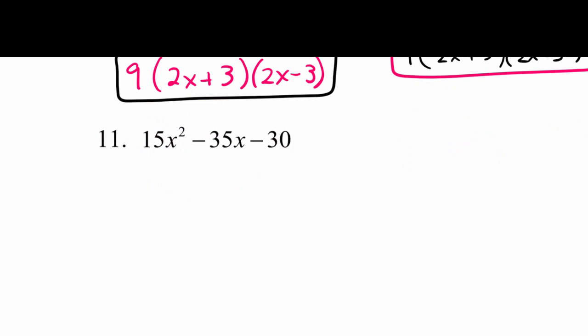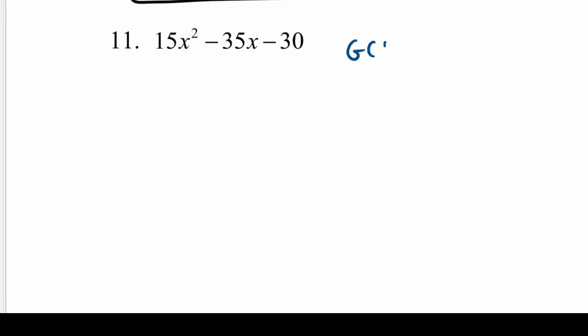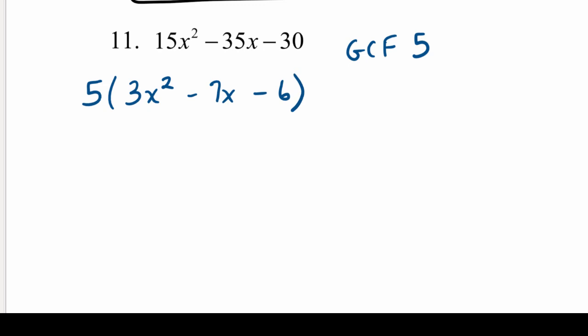Okay, problem 11, we have a GCF. It's a trinomial, but I can see the GCF, can't you? Yep, I'm thinking 5. Okay, so let's factor out the 5, which leaves us with 3x squared minus 7x minus 6, which is a trinomial with a not equal to 1. So that means we're back to deciding whether we're going to use bottoms up, or AC method, or trial and error.